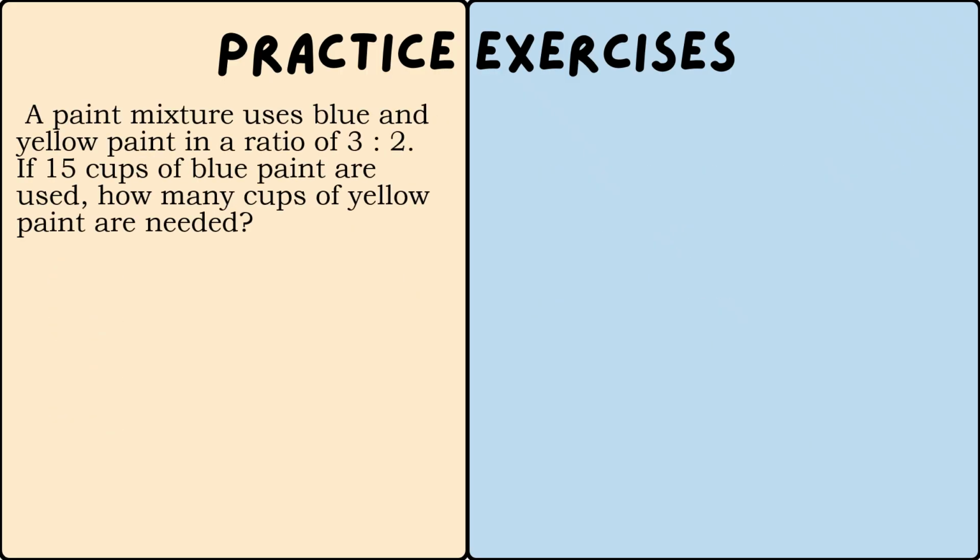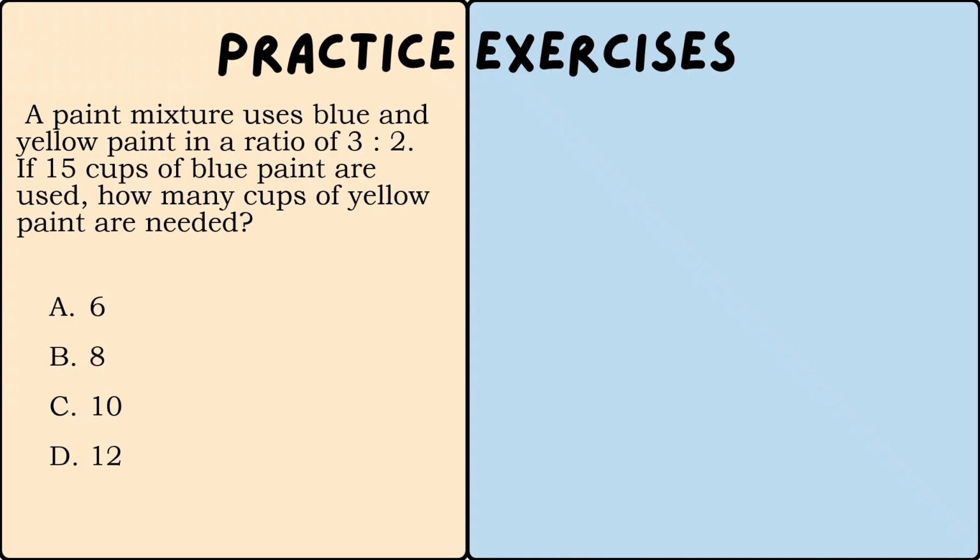A paint mixture uses blue and yellow paints in a ratio of 3 is to 2. If 15 cups of blue paints are used, how many cups of yellow paints are needed? A, 6; B, 8; C, 10; or D, 12? What do you think the answer?